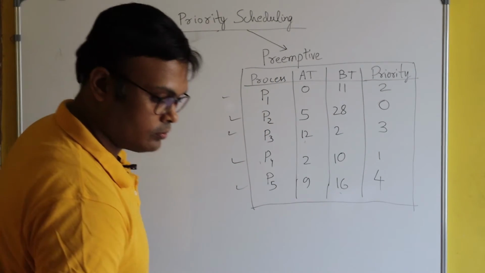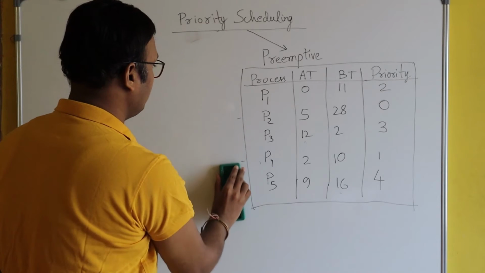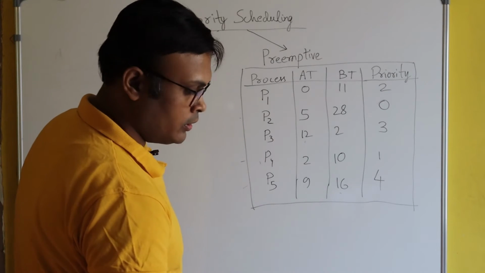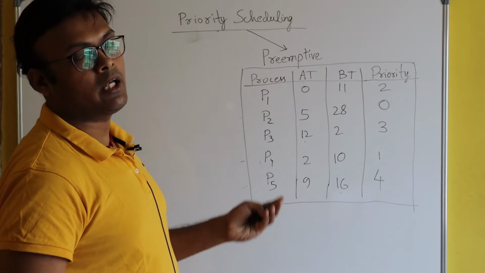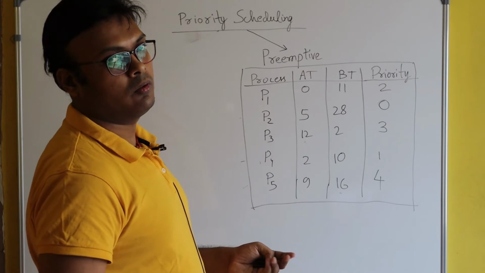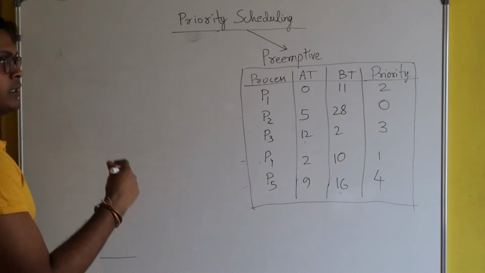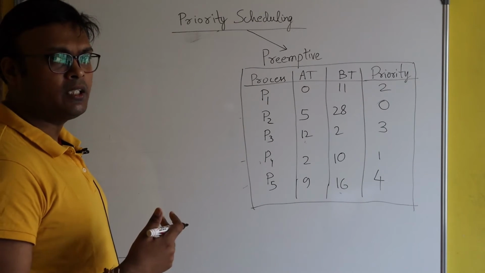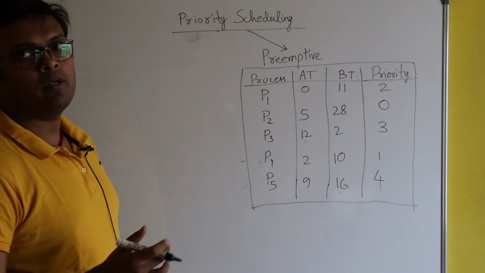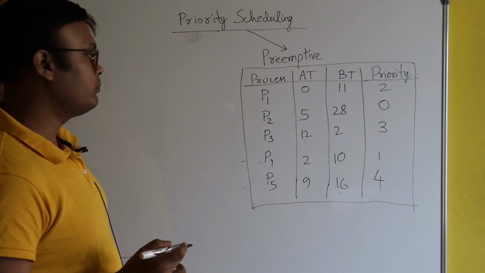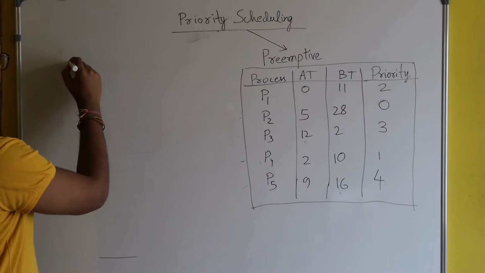So now let's solve the preemptive version of this question. Suppose the question is: what's the turnaround time and waiting time of P3? I am solving the preemptive version. Everything is the same, but here there will be a preemption. So let me draw the Gantt chart. I will draw from here.